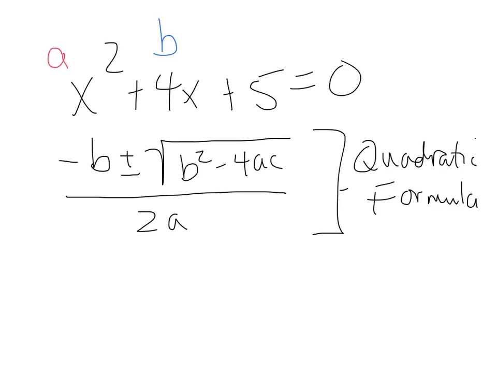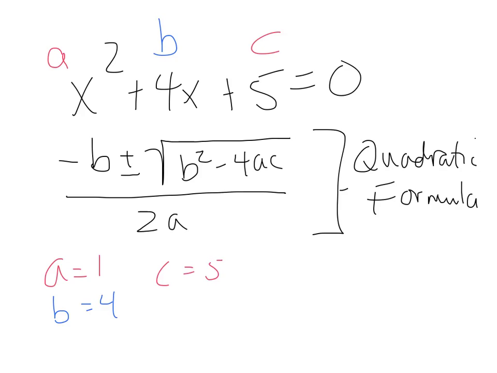5. Okay? So C is the 5. So what you would do is, you would say that, okay, I know that A is equal to 1, I know that B is equal to 4, and I know that C is equal to 5. And all you do is replace those into the equation. So it would be as simple as this.